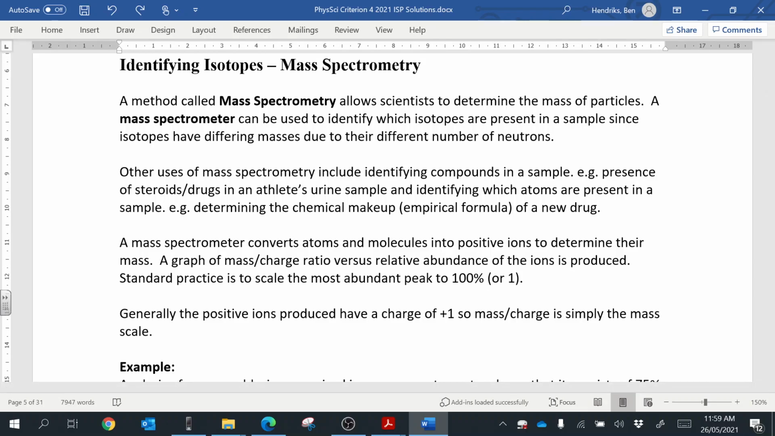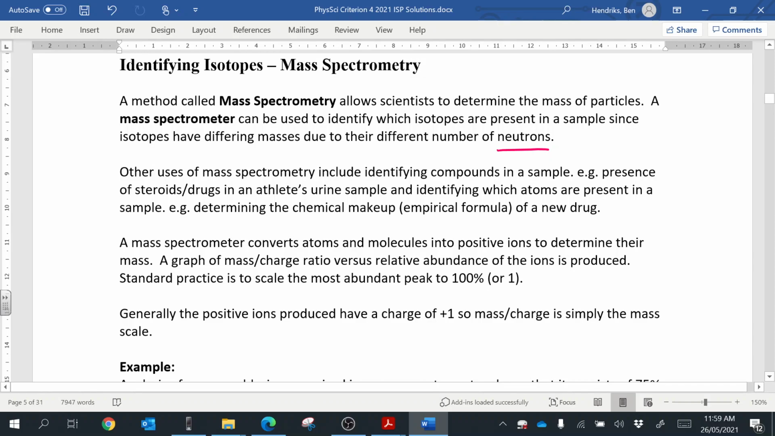In this lecture we're looking at identifying isotopes using mass spectrometry. A method called mass spectrometry allows scientists to determine the mass of particles. A mass spectrometer can be used to identify which isotopes are present in a sample, since isotopes have differing masses due to their different number of neutrons.